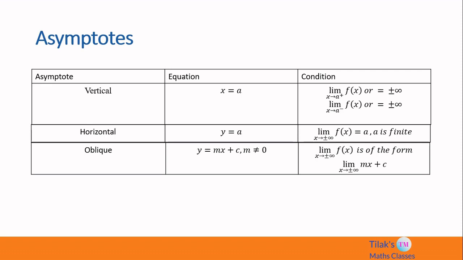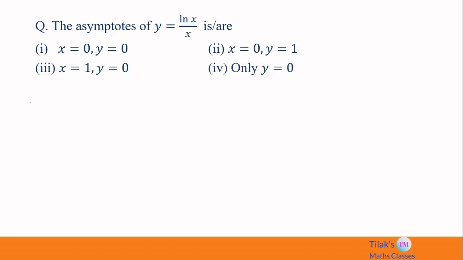Now, let us discuss some problems. The asymptotes of y = ln x by x are. First, we will see if this curve has any vertical asymptote. So, we have to consider the curve y = f(x), where f(x) is equal to ln x by x.